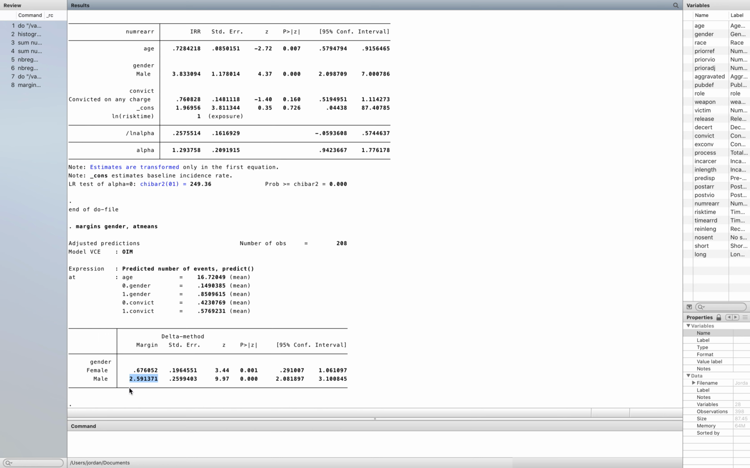If you looked at the percentage difference between them, in case you don't know how to come up with the percentage increase for females and males, the first thing you do is look at the difference between females and males. Now, this isn't officially part of it, I'm just letting you know the link between how all of these things are actually done. Females are expected to be rearrested 0.676052 times. Males on average are expected to be rearrested 2.591371 times.